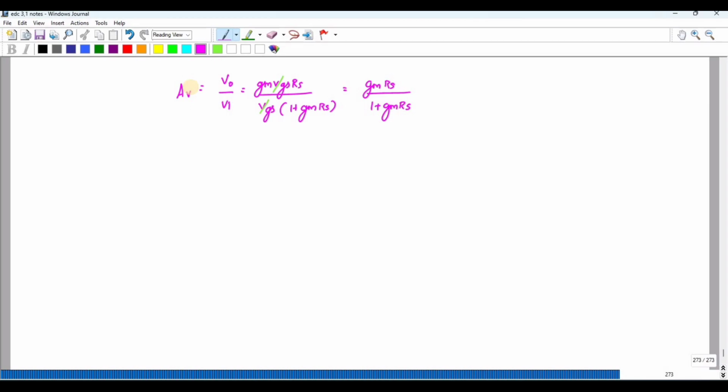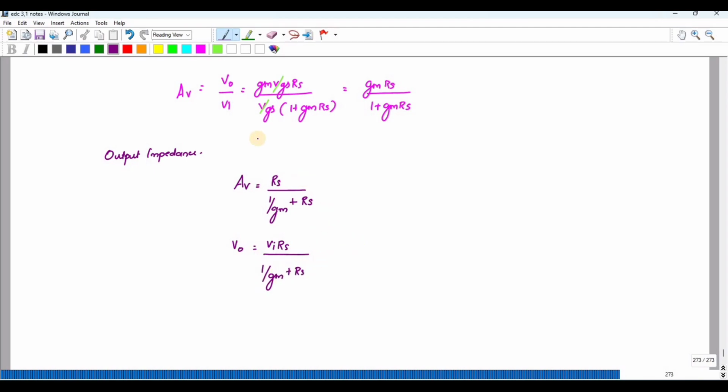Okay. So next is to find the output impedance. In order to find the output impedance, take the value of AV. So you divide both sides by gm. So if I divide both sides by gm, I will get RS divided by (1 by gm plus RS). So we know that AV is V0 by VI. So I can write it like this.